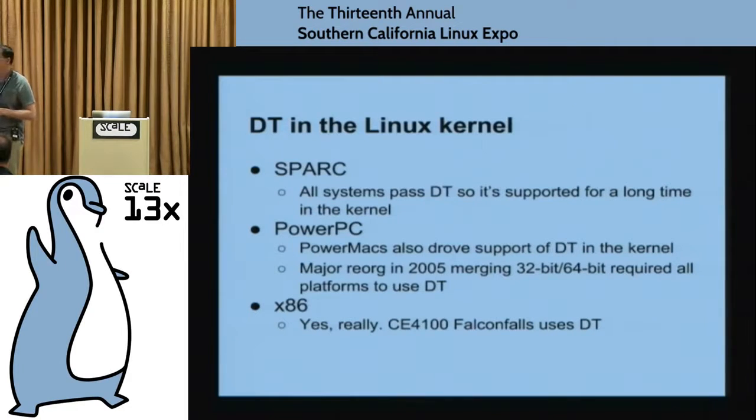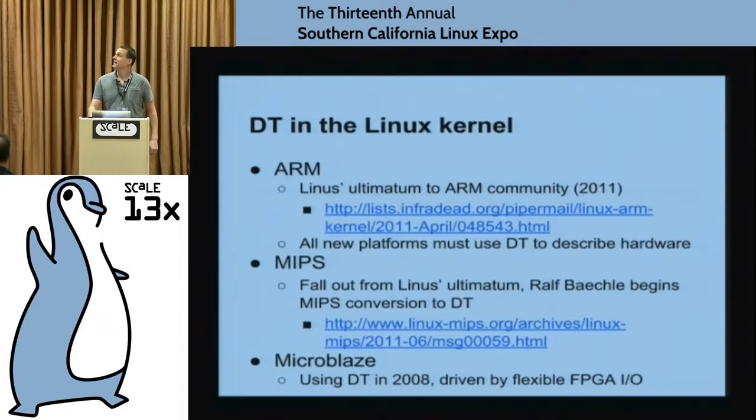And then a little funny thing, and I love to remind people of this because a lot of people don't realize that x86 does device tree too. You can go look and find the CE4100 Falcon files. You'll find there's a DTS file down in arch/x86. So yes, x86 uses DT too, if you find the right platform. I don't think a lot of people like to admit that.